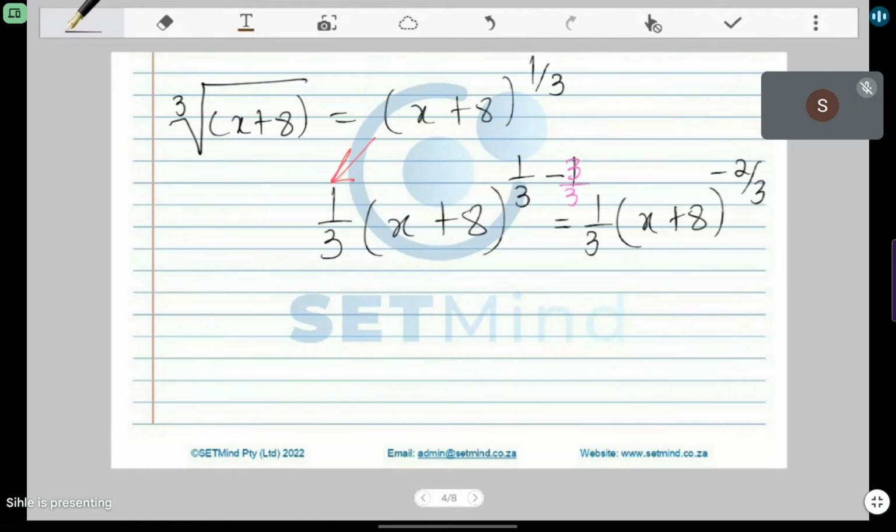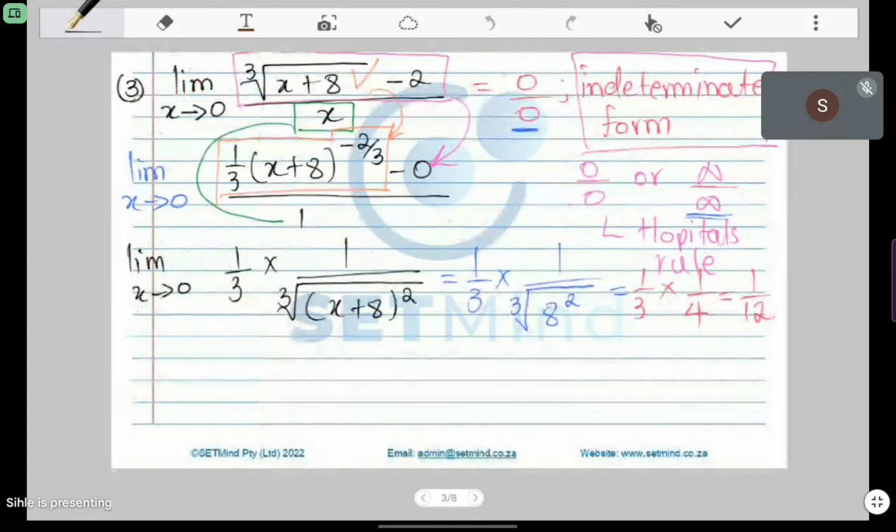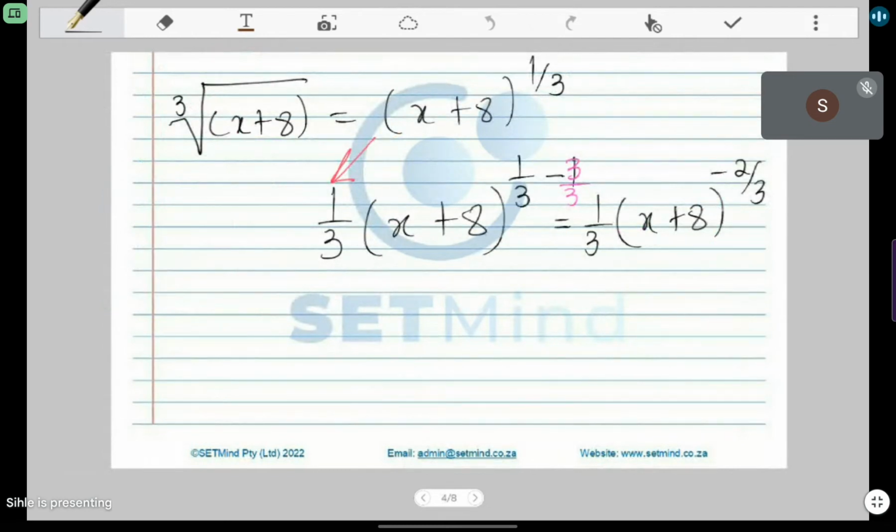Did I flip this on the other side? Let's see. Nope, I didn't flip this. So I hope I didn't make any mistake here, but I know I did not. So I think we can move on. The person needs to look carefully into this, and I hope they will get this.